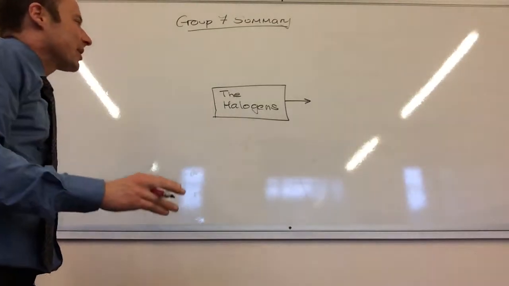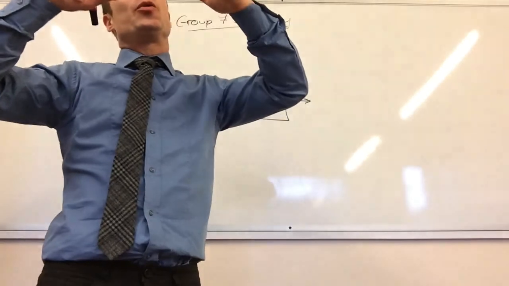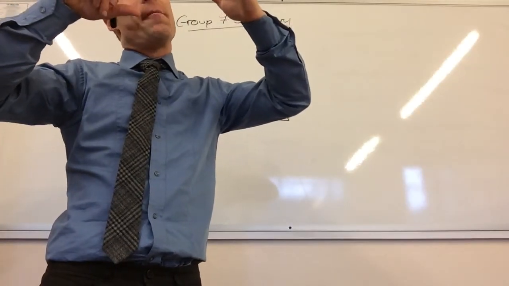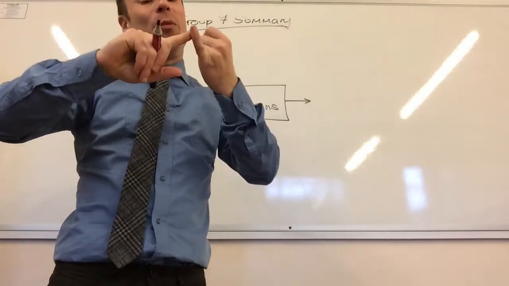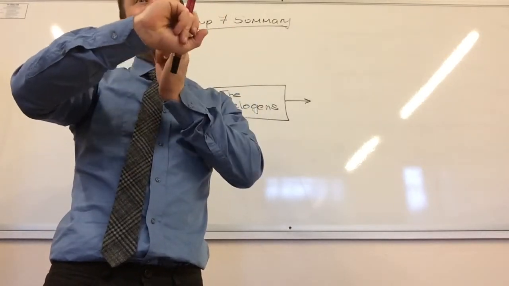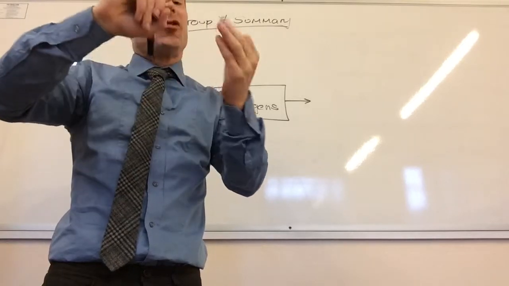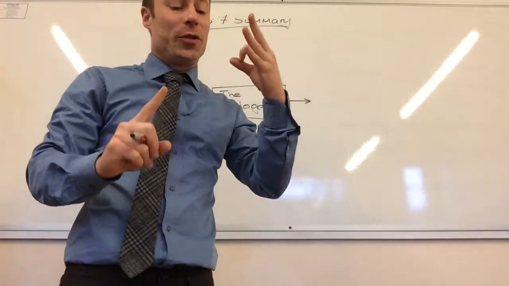So, group 7 summary. We've got 3 main things that they can talk to you about, generally in a question, that people get confused. They ask you about reactivity, in which case you talk about the displacement reactions. They talk about testing for halide ions, which is silver nitrate, and they ask you about melting and boiling points, which are van der Waals forces.